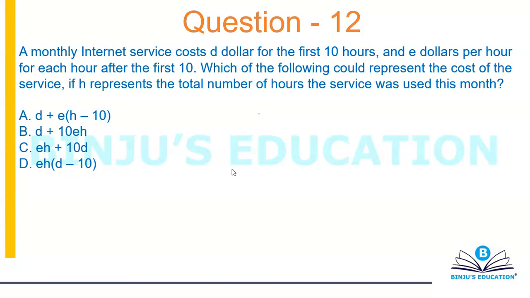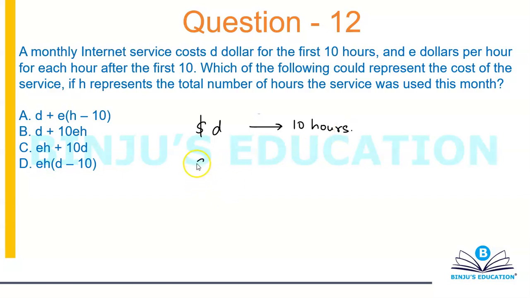A monthly internet service costs $D for the first 10 hours. So it's $D for 10 hours. Another important aspect of solving linear equations is that whenever you read some piece of information, try to convert that into equation form or basically into mathematical expressions. It becomes easier. That's it. And $E per hour for each hour after the first 10 hours.